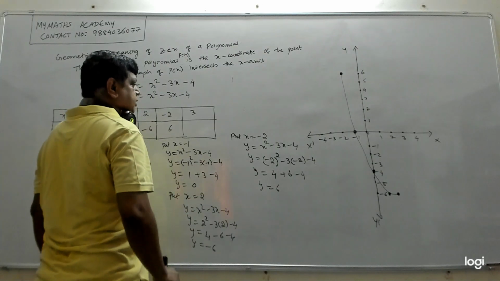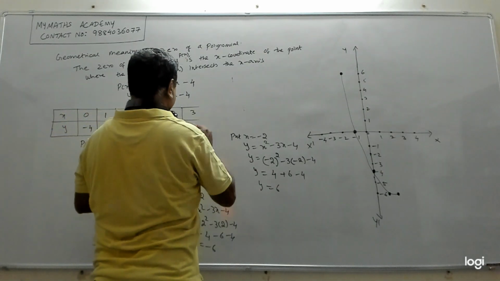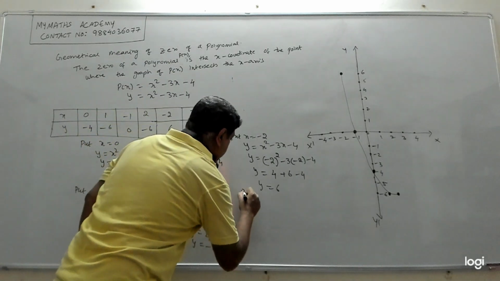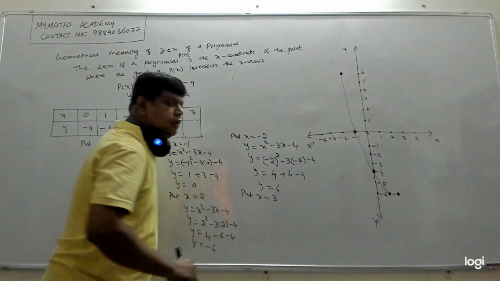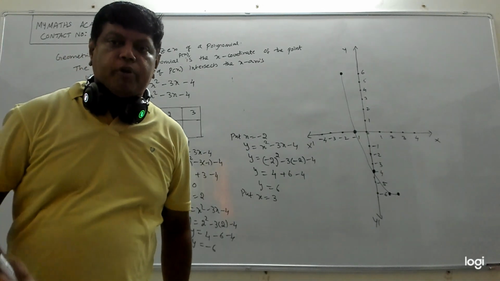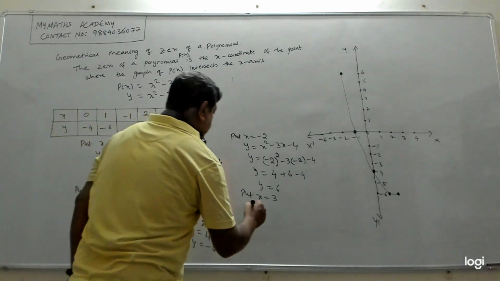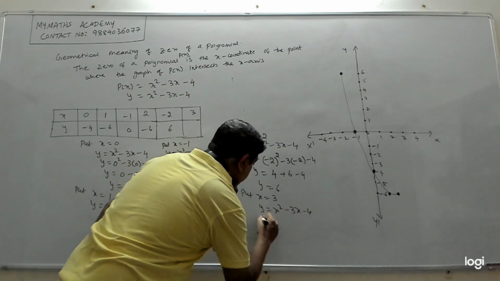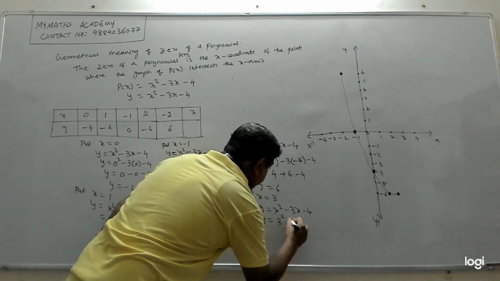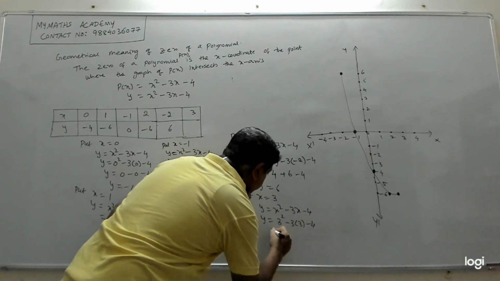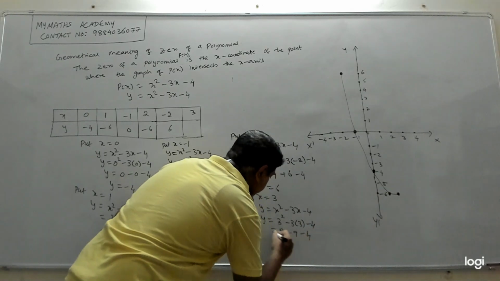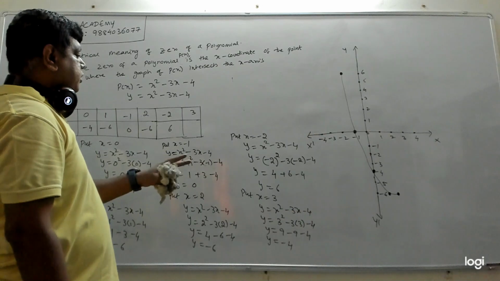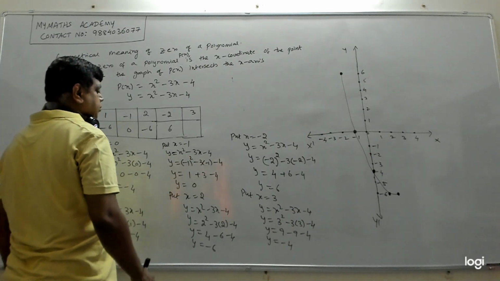X is 3. When x is 3, what is our y? Now again put x is equal to 3. So if I put x is equal to 3, what is my y? Now y equal to x square minus 3x minus 4. Y is equal to, I am putting 3 square minus 3 into 3 minus 4, which is 9 minus 9 minus 4. So my y becomes minus 4. So when I put x is equal to 3, my y is minus 4.